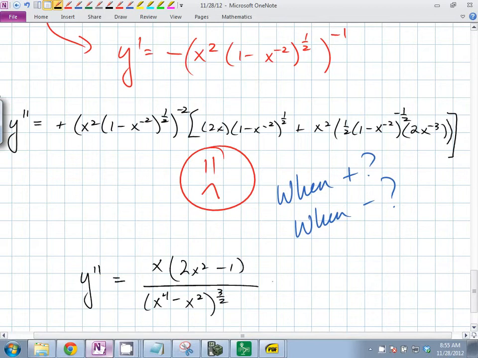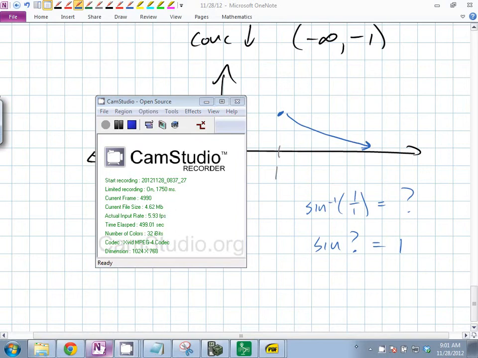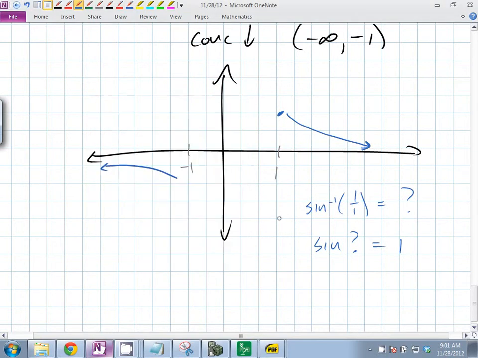to the 3/2 power. This function, we know it's symmetric over the, so if it stops right here, what's that point right there? Pi over 2, right? And it's going to stop right here. What is that going to be? And we know it has to be concave up right here, and we know it has to be concave down right here.